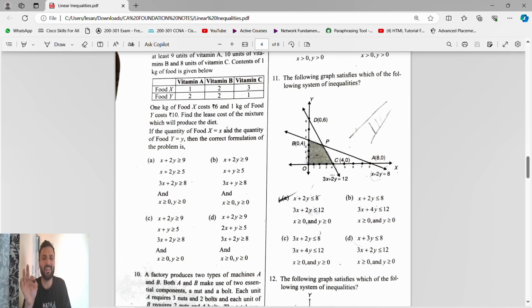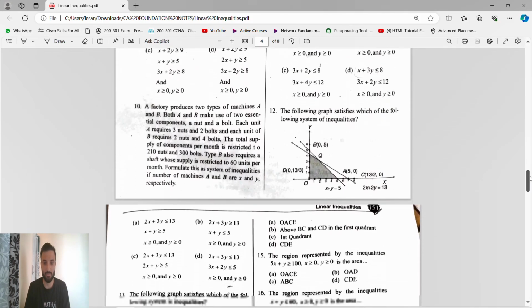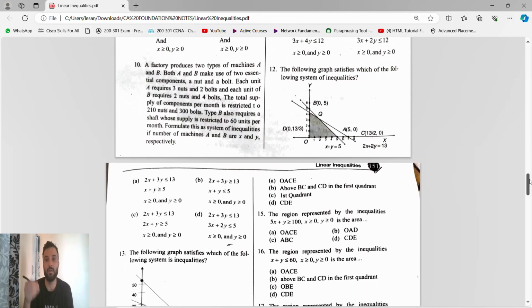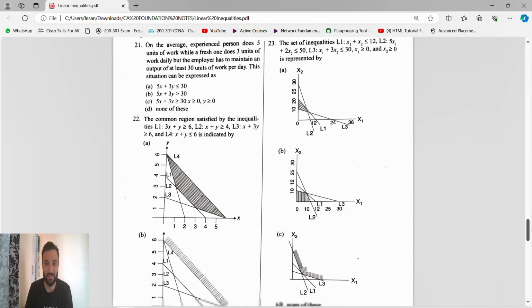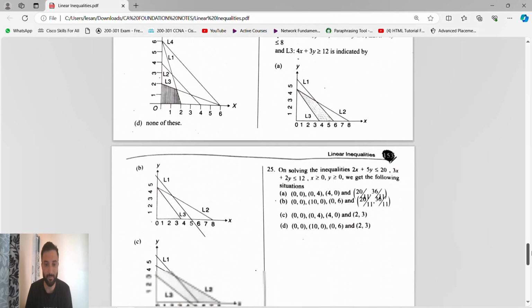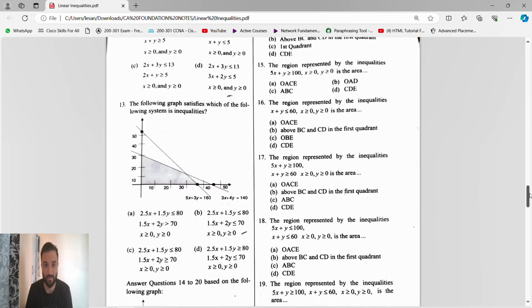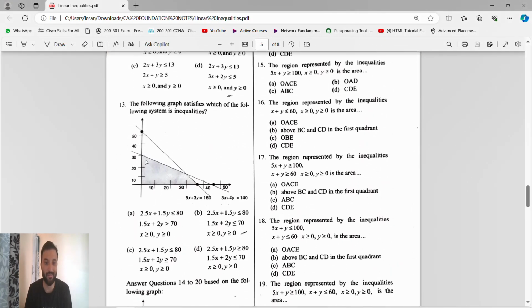This is very rare, they will ask, but still you got the knowledge. Okay, these type of sums we have already done. See, this is very easy.